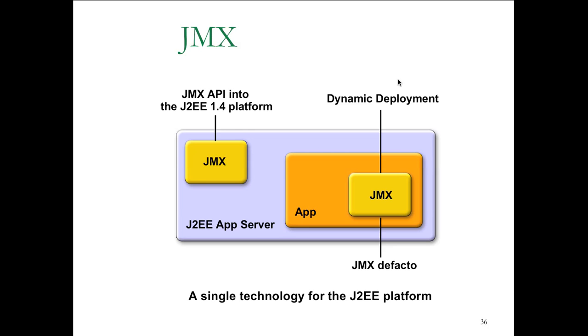JMX, a single technology for the J2EE platform. So we have the API over here. The application, so here's the application server, the dynamic component or the dynamic deployment is what the JMX is, the de facto kind of standard that works with the application that allows us the connectivity through the management. So the Java EE manager is going to keep track of connectivity through application level services that are provided from an application server as it's configured.